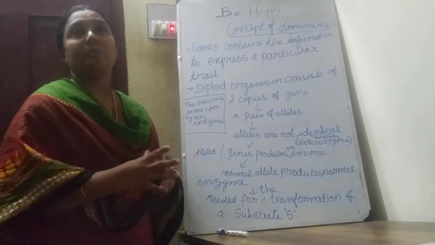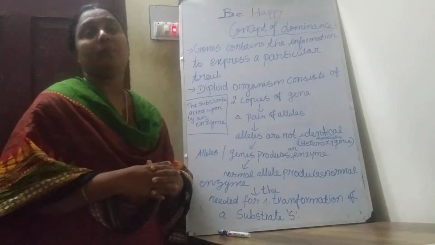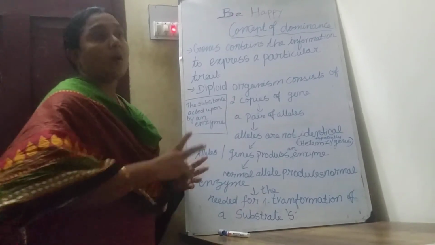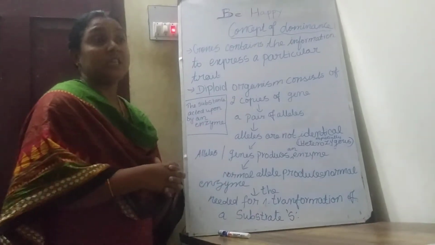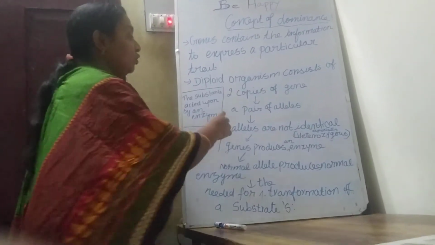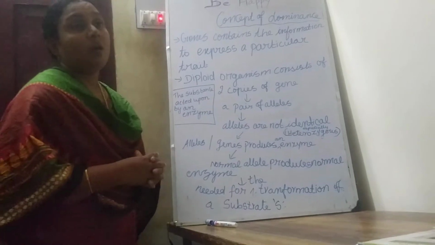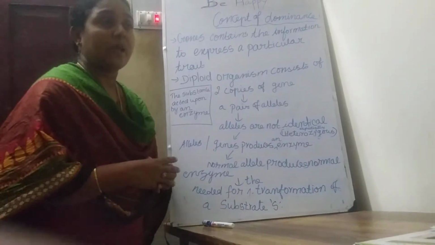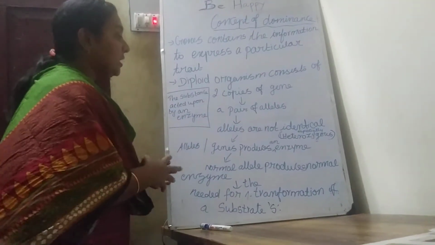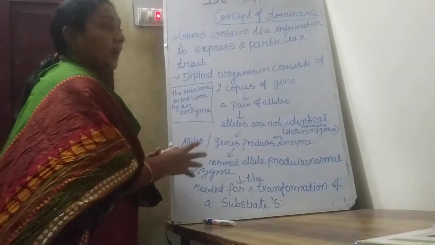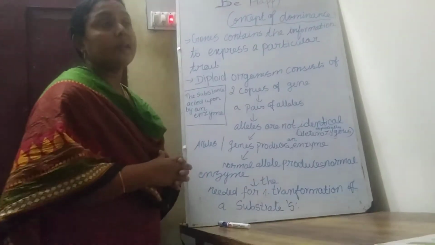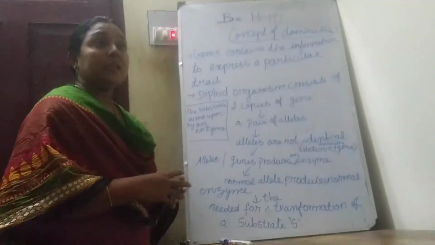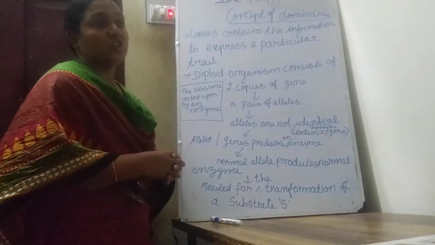How many copies of genes are present in diploid organisms? Two copies of genes are present. The two copies of genes also have two alleles. How many alleles are present? Two alleles are present. But these two alleles are not always identical, especially in heterozygous condition.